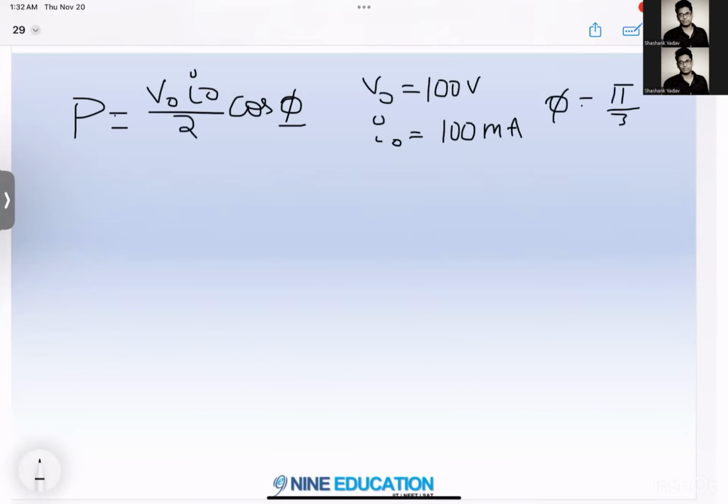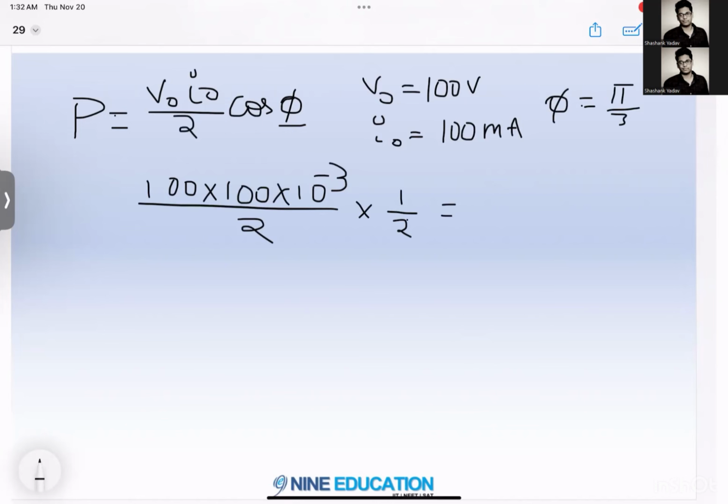If you substitute all of these values, we get 100 into 100 into 10 power minus 3 divided by 2 into cos of pi by 3, which is 1 by 2. From this, we will get the total value to be 2.5 watts. Therefore, right answer is 2.5 watts.